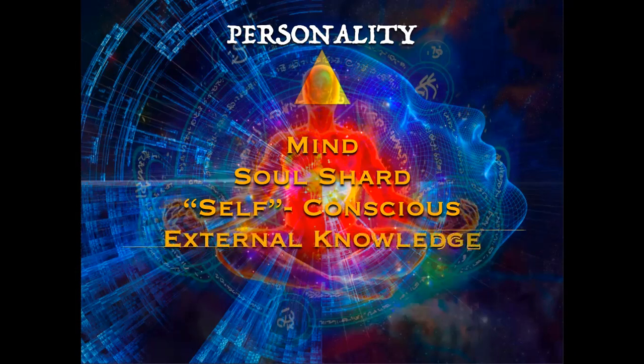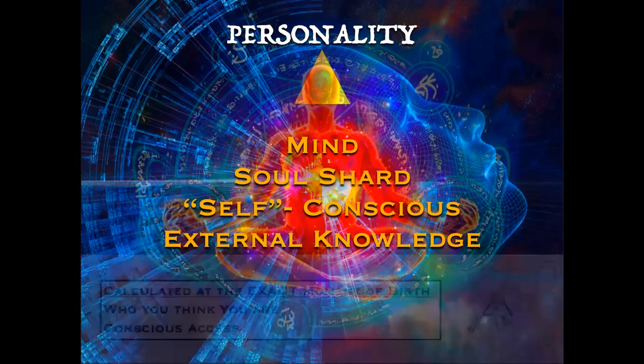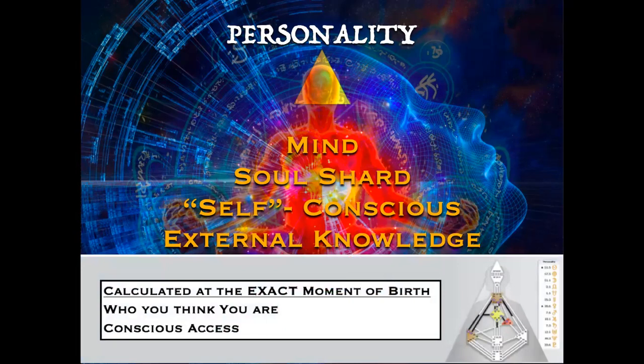And lastly, this is based on the external knowledge that we have gained throughout our life. That is what mind is for. It is always measuring, calculating, processing data, storing information, and it's largely based on the external experience of what we're observing and reflecting on. And this is calculated at the exact moment of birth. Okay. And so this is really the who we think we are. This is what we have conscious access to. This is what we are aware of. Whereas the design is subconscious and not always what we're aware of.